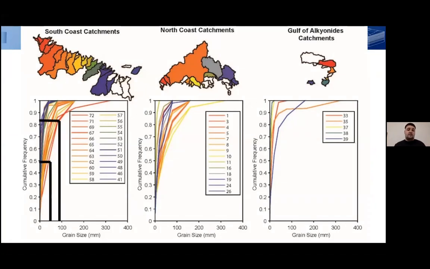So when we look at 0.5, this is the median grain size or the 50th percentile. And the range isn't that big. But when we look at D84, or the 84th percentile, or 0.84, this actually has a bigger range, so it shows trends more. And what we actually see is that the export coarsens to the west. The colder colors are finer, redder colors are coarser, which is kind of cool. The north coast doesn't exactly show that, and the Gulf of Alkyonides doesn't, but that's likely because of the sample size. So we're going to focus on the south coast.